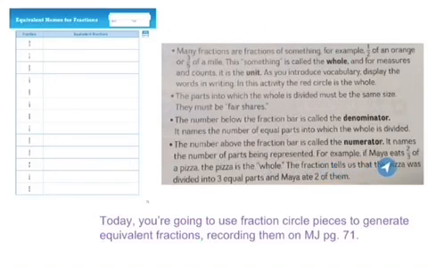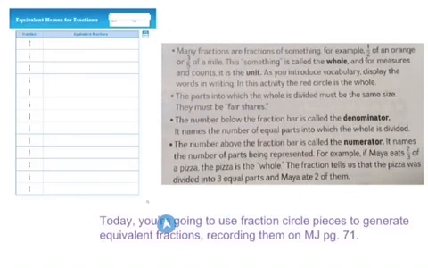For example, if Maya eats 2/3 of a pizza, the pizza is the whole. We can know that the fraction is telling us that the pizza was divided into 3 equal parts, because the denominator tells you a number of equal parts, and that Maya ate 2 of them. The numerator is telling you the ones we're talking about. So that's how that works. Make sure you understand that.